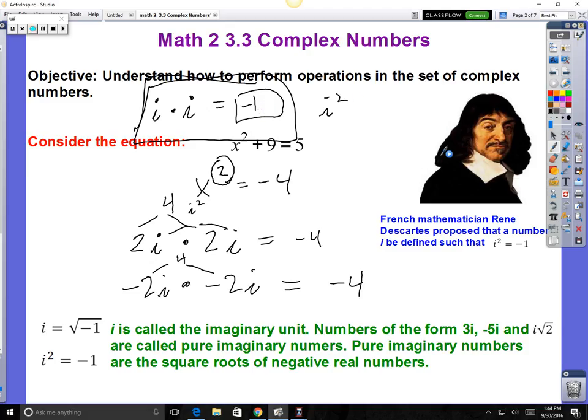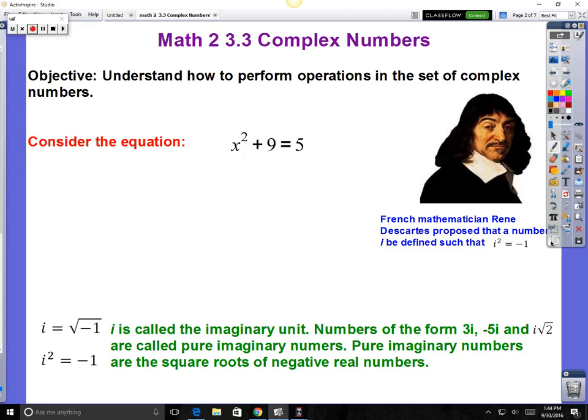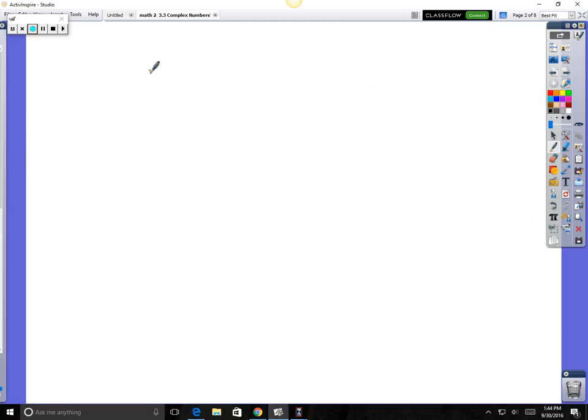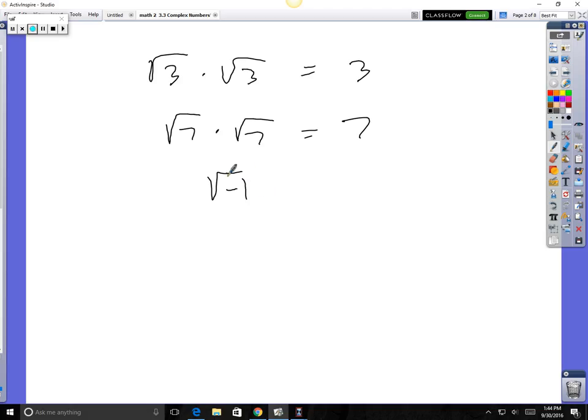Here's how it does it. Look, Gage has a good question. What is the square root of 3 times the square root of 3? That is 3. What is the square root of 7 times the square root of 7? 7. Okay, this is where math stopped, when they tried to take the square root of a negative.